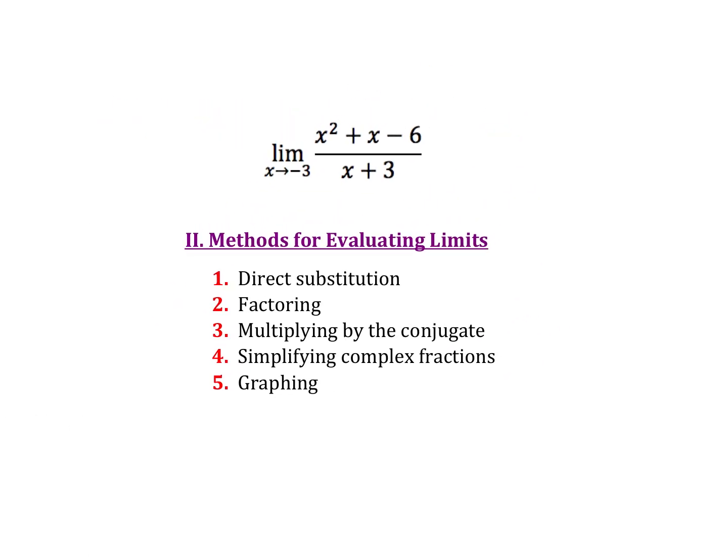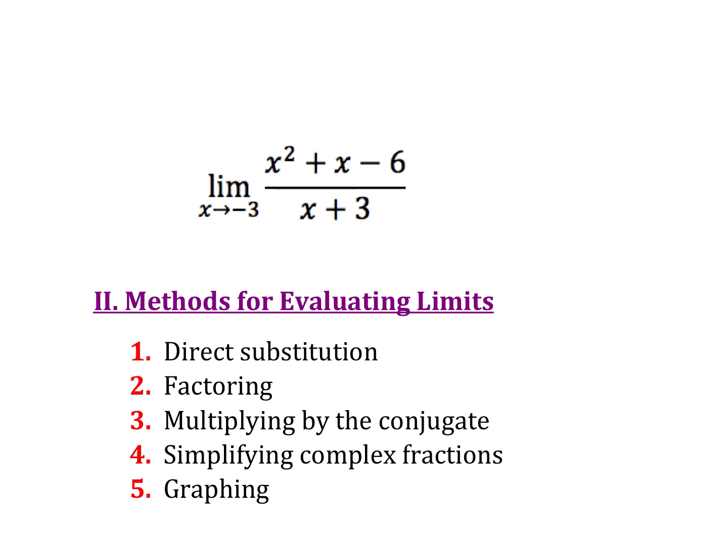All right, first, limit as x approaches negative 3. Can I plug in negative 3? Let's see, that would be a 9 minus 3 minus 6. So 9 minus 3 is 6, minus 6 is 0 over 0. I get 0 over 0. Can't do that. Okay. So direct substitution is out.